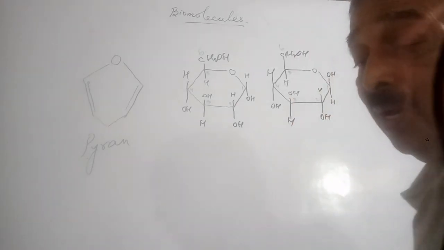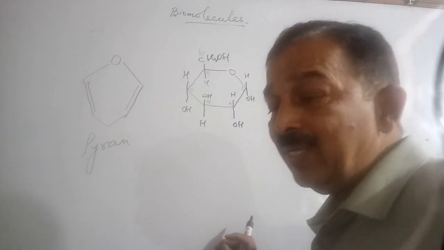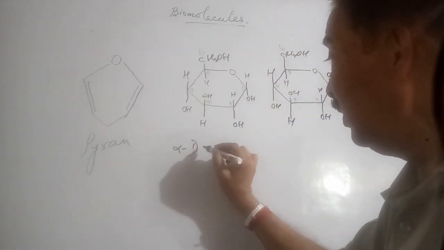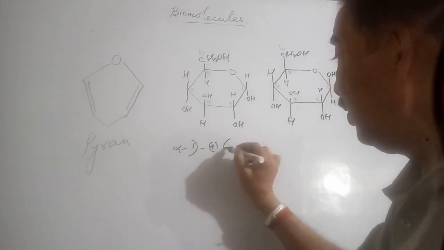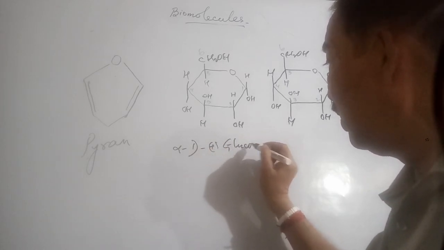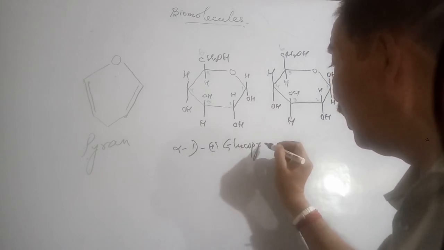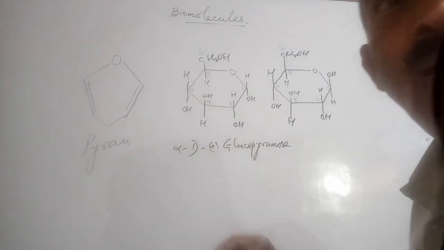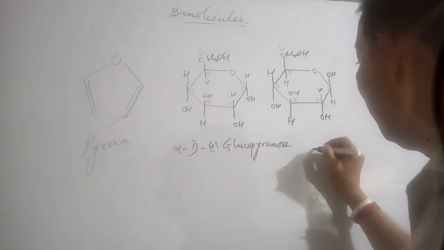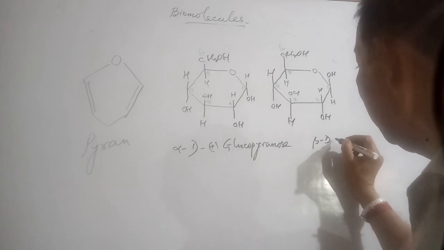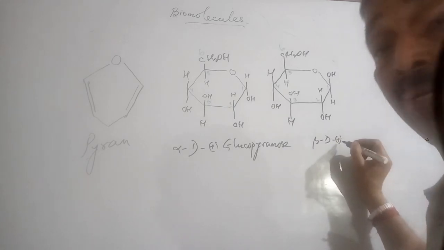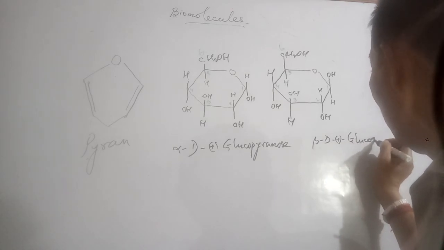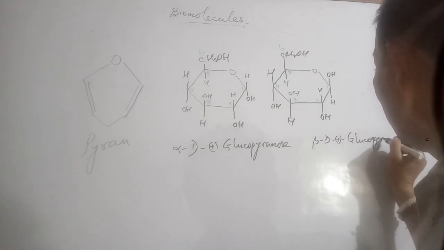This is called alpha D plus glucopyranose. It is similar to the pyran structure. And this one will be beta D plus glucopyranose.